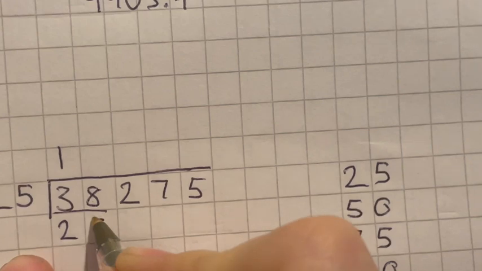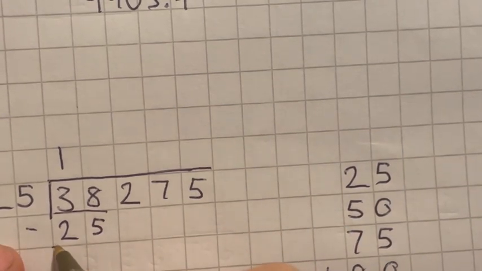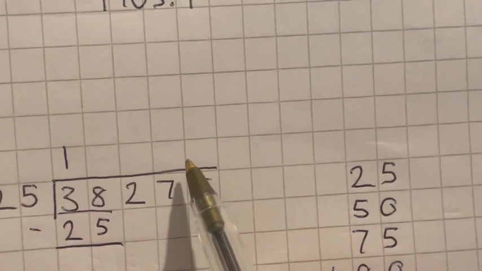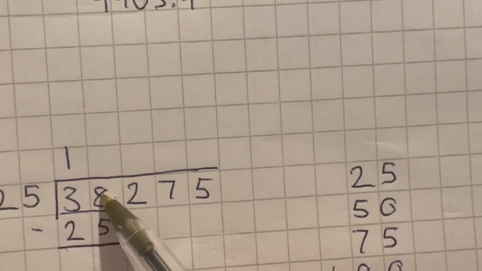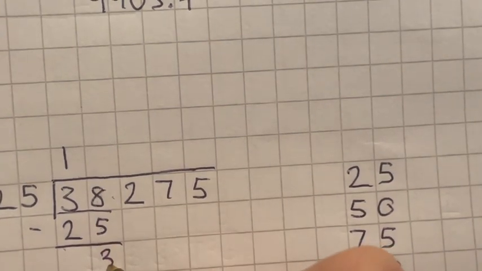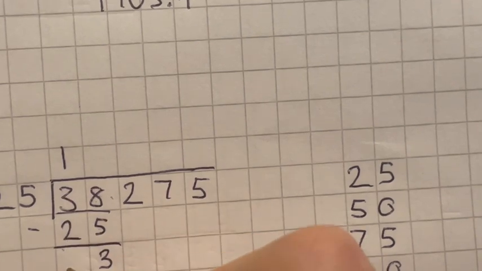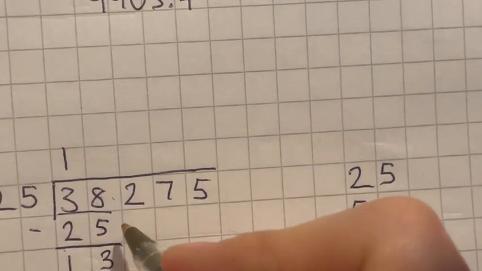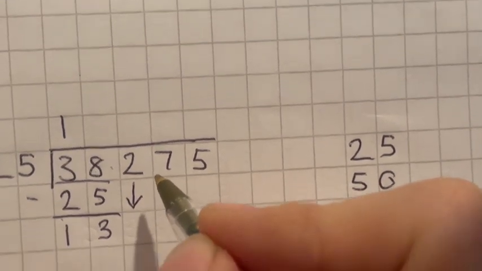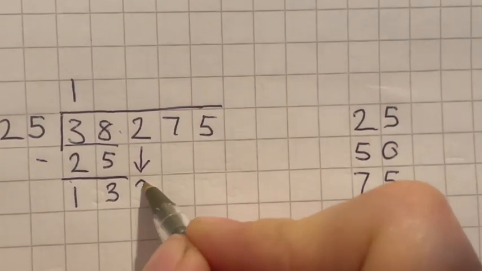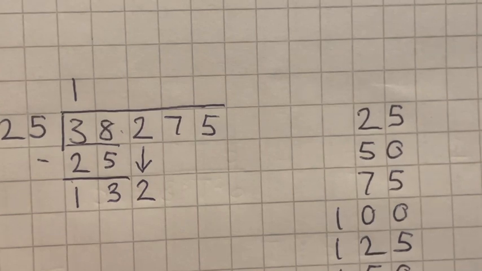Now we do this as a subtraction. We write it out as a column subtraction, and we do 38 take away 25 to work out what the remainder would be. So 8 take away 5 is 3. 3 tens take away 2 tens is 1 ten, so 13. And now we bring down the next digit. I like to draw a little arrow here to show you what's happening. So my 13 now becomes 132.